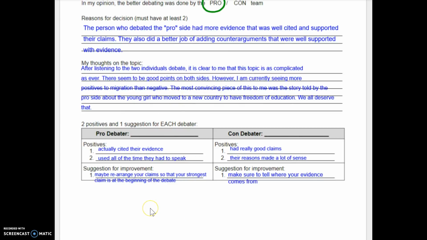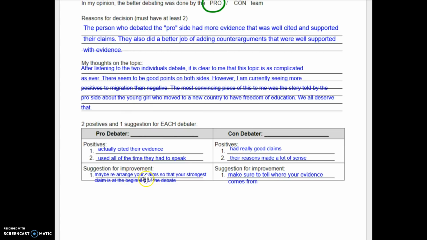And then the last thing that you're going to do is you're going to give 2 positives and 1 suggestion for each debater. Again, you're going to add their names in here, and then the 2 positives need to be things that they did during the debate. Again, we really want to be on the hunt for good pieces of things that they're doing. We really want to build people up during this. And then the suggestion for improvement, please don't say anything that's super negative. Really what you're looking for is, okay, what is one piece of advice that I could give to this debater that might really help them to improve?